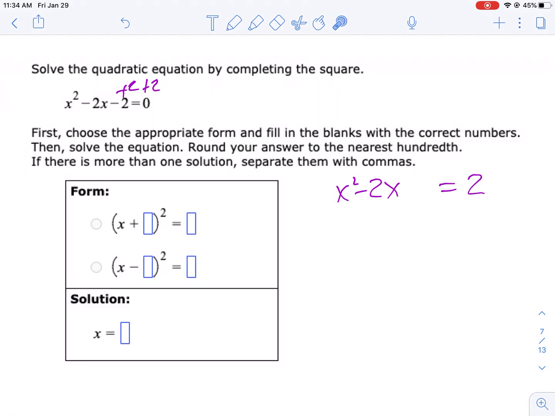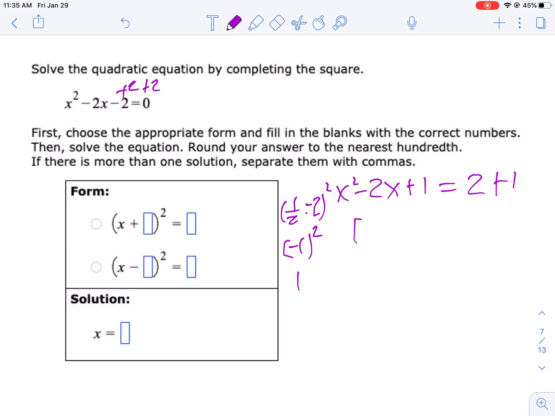Now I look at the coefficient of my x term, and I'm going to take half of that. So I go over to the side here. I'm going to take 1/2 of negative 2, and I'm going to square that. Well, half of negative 2 is negative 1. I square that. I get positive 1. So I add 1 to both sides. Now I want to factor it. So if I factor x squared minus 2x plus 1, I made it a perfect square. That's what we call completing the square.